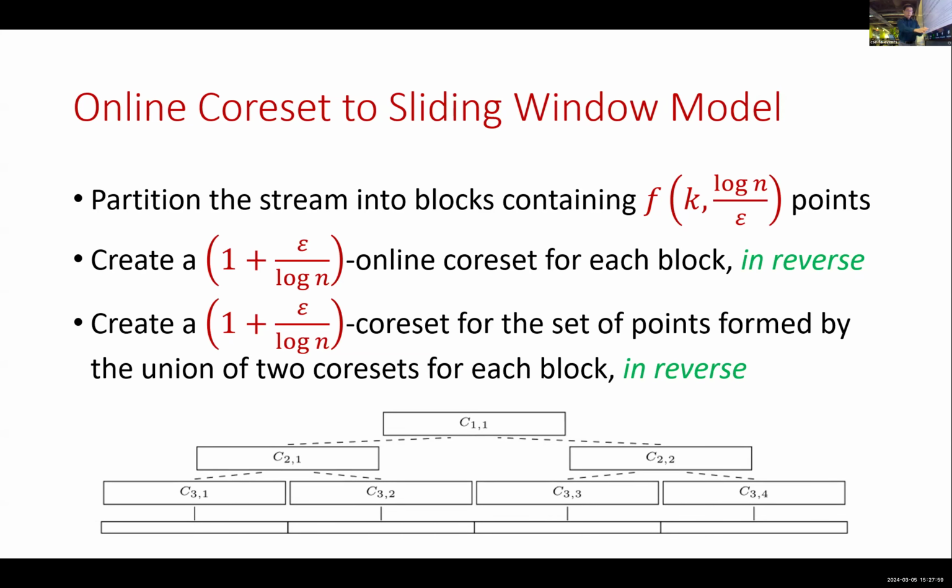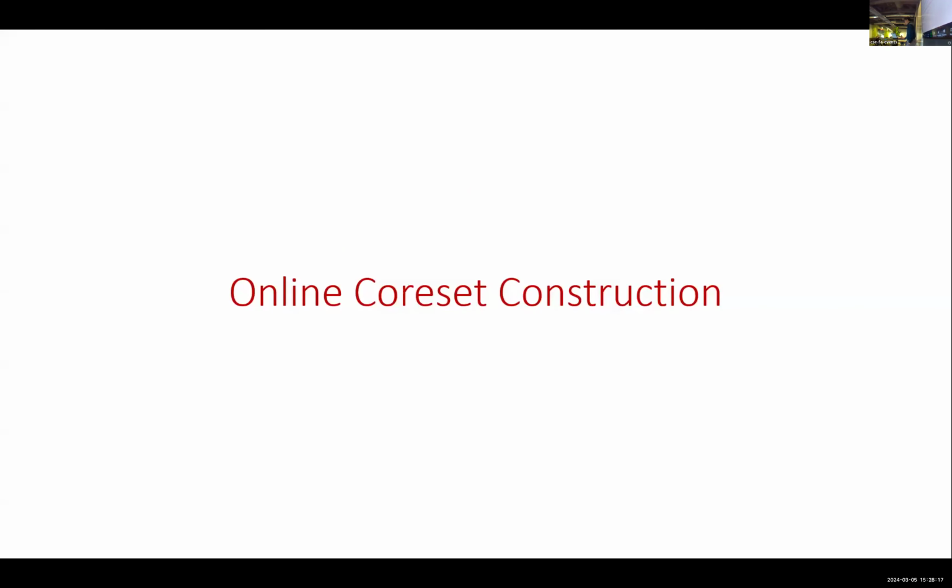Then we have another block and we do this again. So we have another online core set going this way, we have a merge, and so on and so forth. So this is just a reduction that says if we have an online core set, then we can get a sliding window out. Now, how do we get an online core set?